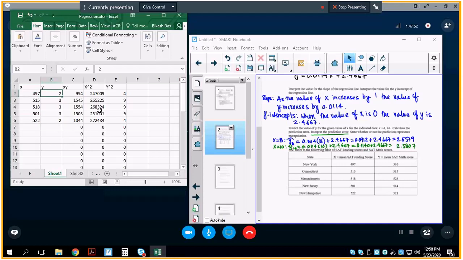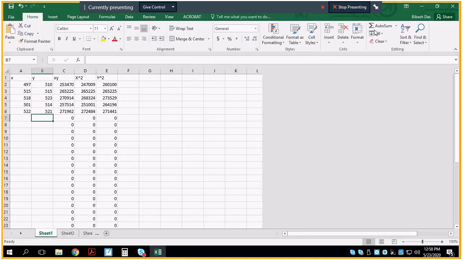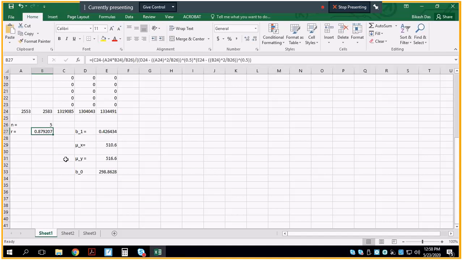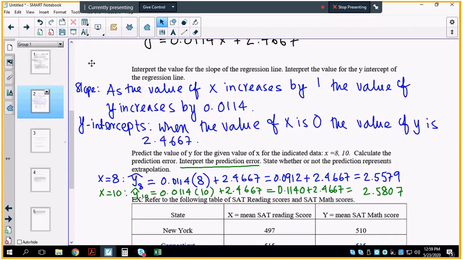The mean SAT math scores are the Y values, which are 510, 515, 523, 514, and 521. So it has calculated the required information for us. The correlation coefficient is 0.8792. The slope is 0.4264 rounded to 4 decimal places. So we're going to answer accordingly.